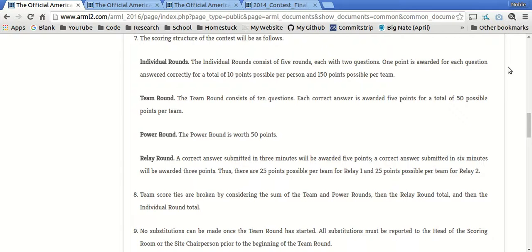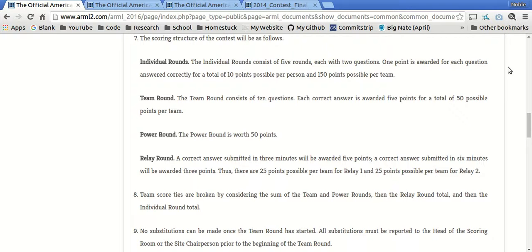Oh, yeah, in Mammal, there's also five individual rounds. So, in Mammal, there's five individual rounds, and in ARML, there's five individual rounds. But instead of three problems, it's two problems. So, each problem is worth 1 point, so you can get a total of 10 points in the individual rounds. But there's 15 people on a team, so it's 150 points per team.